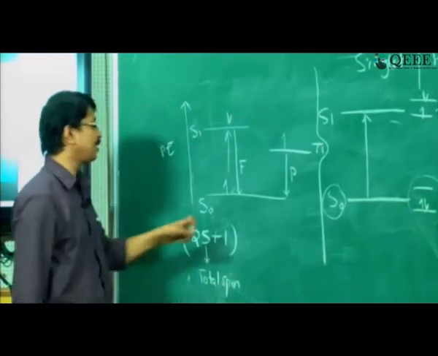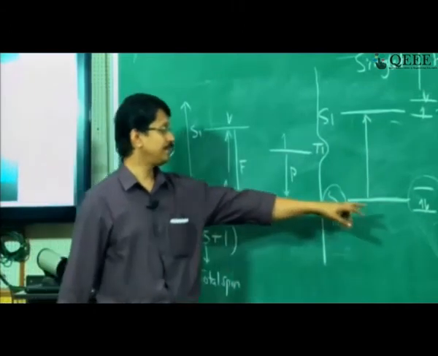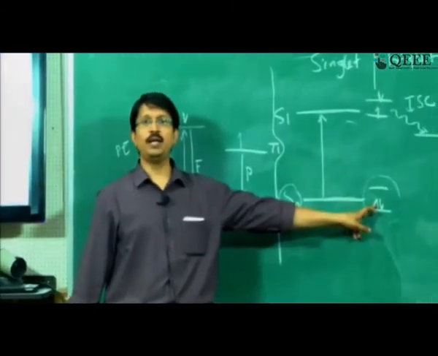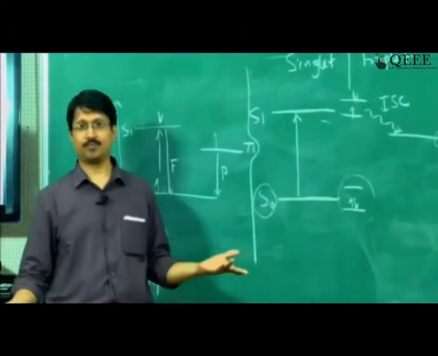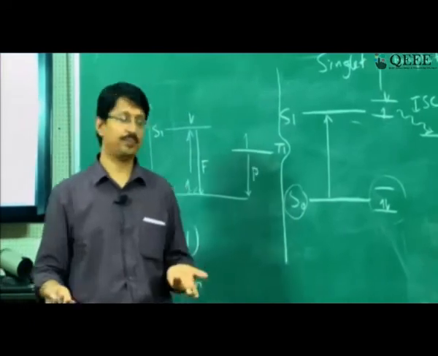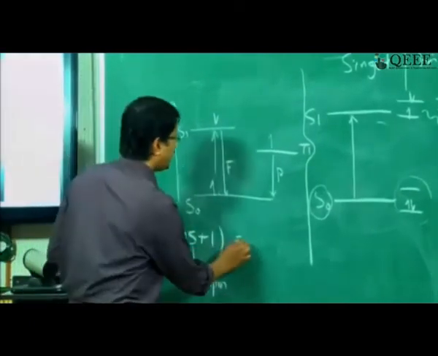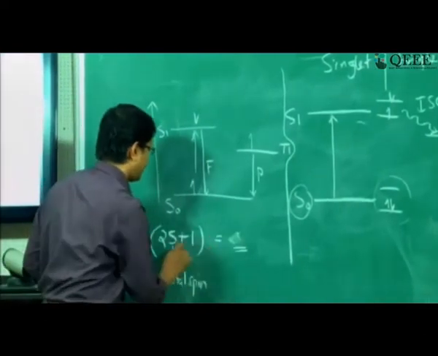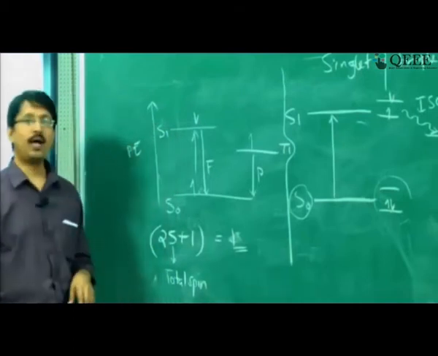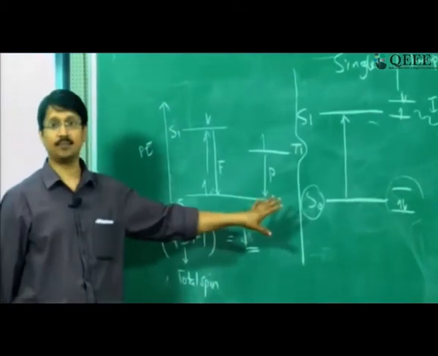So when there are 2 electrons paired like this, one spin will be plus half, the other spin will be minus half. So S is going to be 0. When you apply the 2S plus 1 rule, 2S becomes 0, and you get only one value, 1. So only one value, that's why it's called singlet.